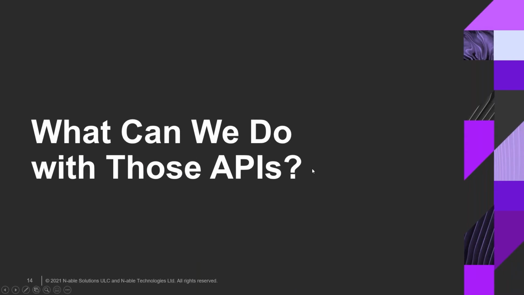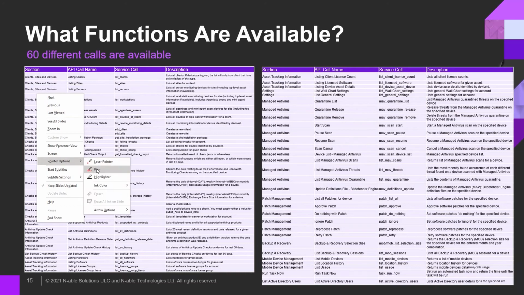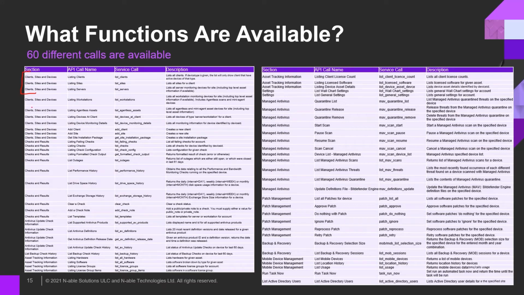Now that we said that, what can we really do with this? Honestly, that's the list. It's a very, very long list. You can do things like list clients, servers, workstations, sites. You can list devices at a client. You can add clients, like I said earlier, list the checks for a device or devices. You can get antivirus data, and list hardware and software information. There's all kinds of stuff you can dump out through the APIs.